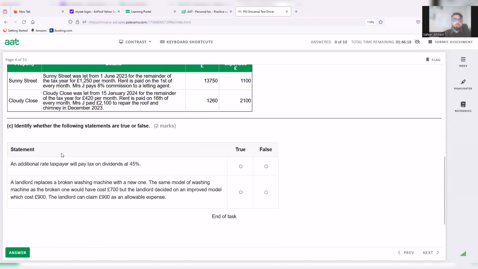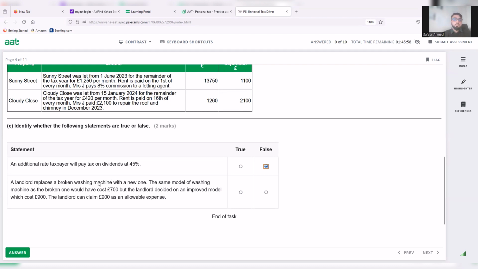Okay, now part C of this question, which is to identify whether the following statements are true or false. The first one is: an additional rate taxpayer will pay tax on dividends at 45%. We know that that's false because remember, the dividend tax rates are 8.75%, 33.75%, and 39.25%.